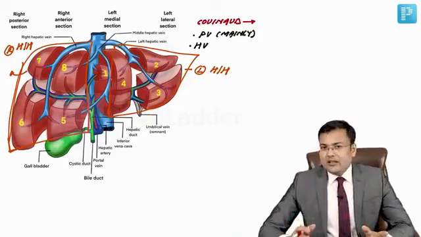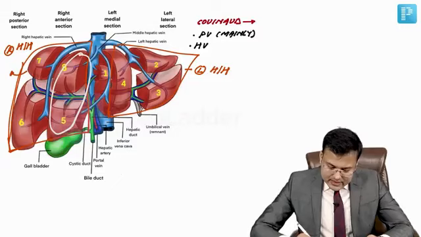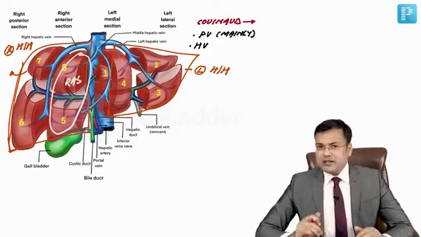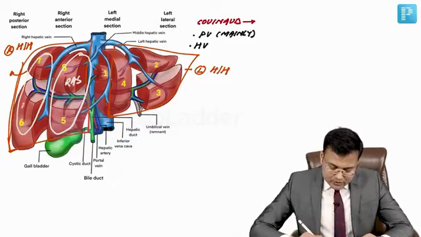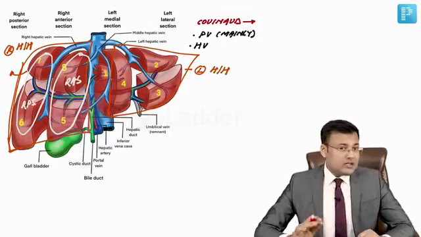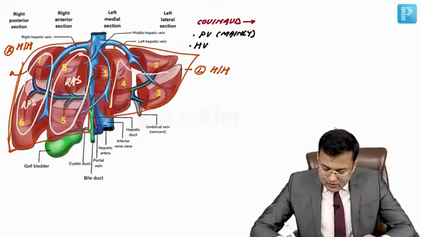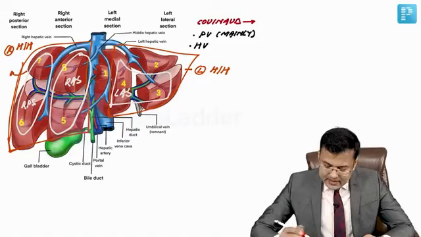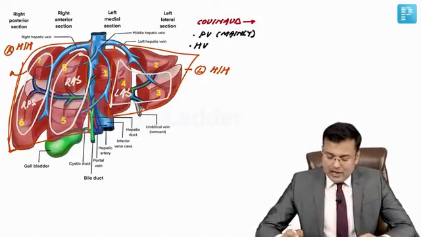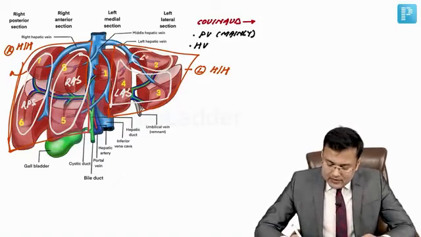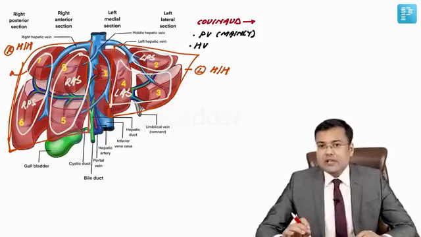Okay. Now see, in the right lobe, there are two sectors. This is the right anterior sector. So what are the segments located in right anterior sector? 5 and 8. And here you can see, this is right posterior sector. What are the segments located in right posterior sector? 6 and 7. Similarly, in the left lobe, this is left anterior sector. What are the segments located in left anterior sector? 3 and 4. And this is the left posterior sector. In the left posterior sector, there is a single segment. And which segment? Segment 2.